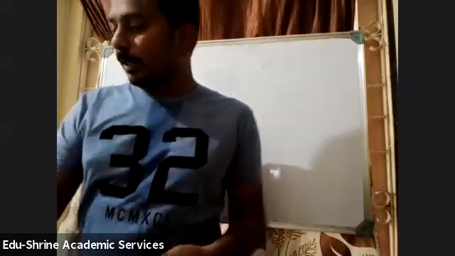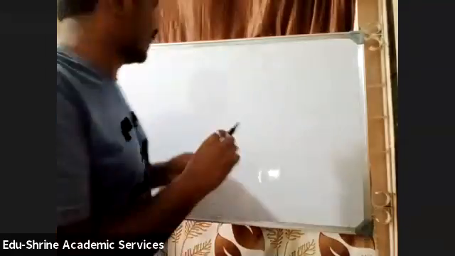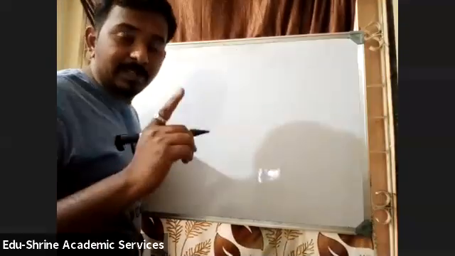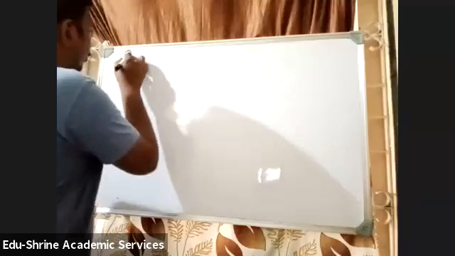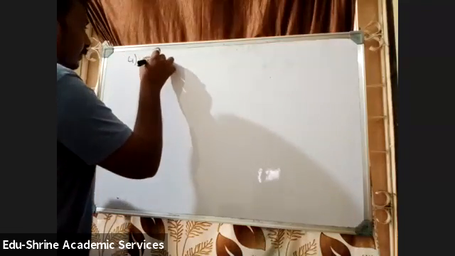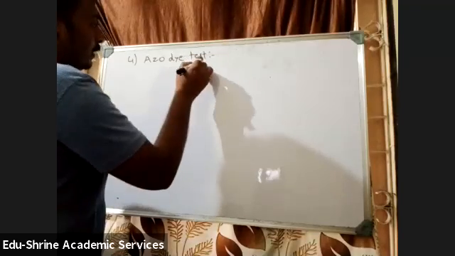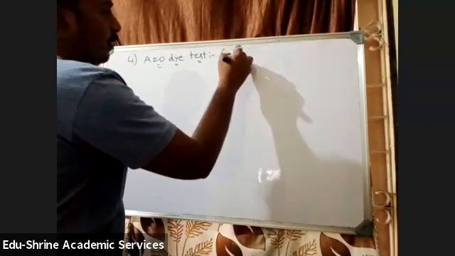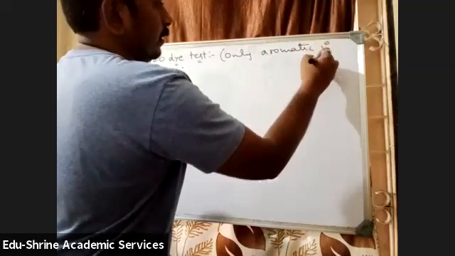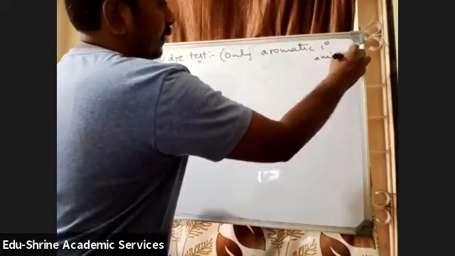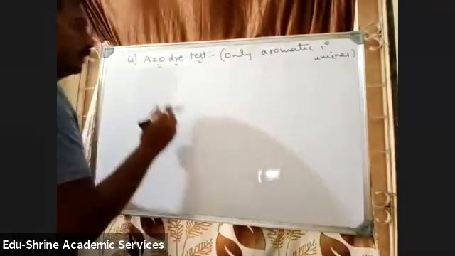Then there is a last test which is called the azo dye test. One is carbylamine, next one is Hinsberg, next is nitrous acid, and the fourth one is the azo dye test. This test is given by only aromatic primary amines.